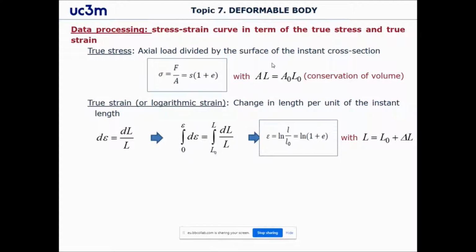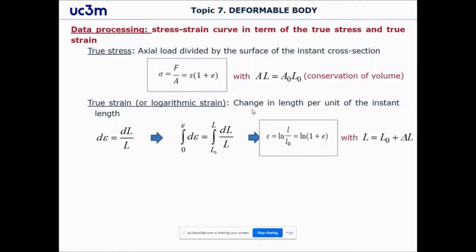And why is it maintained? Because in the case of most of the materials that we use in engineering, they have a constant density, and therefore the volume is maintained, right? If we keep doing the same analysis, we will find that there is also a true strain quantity, right?